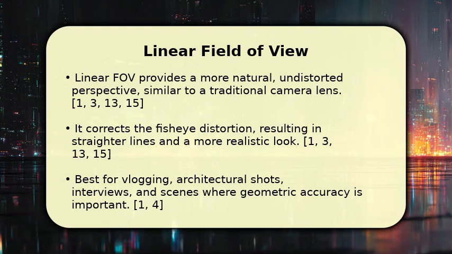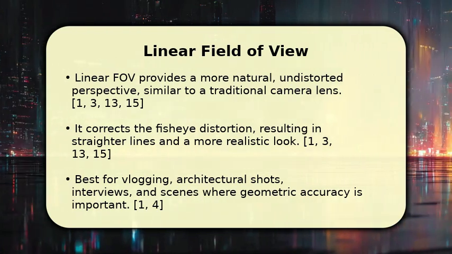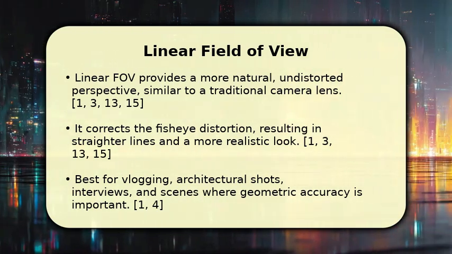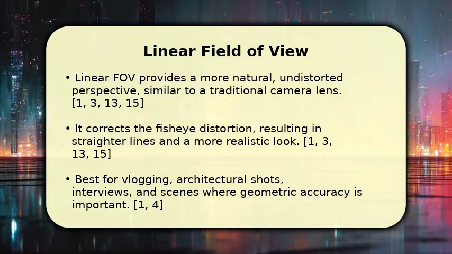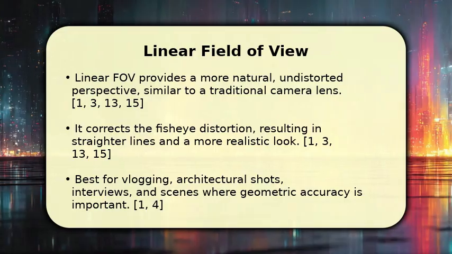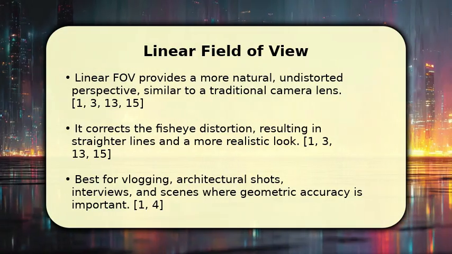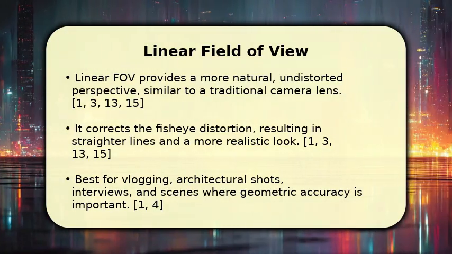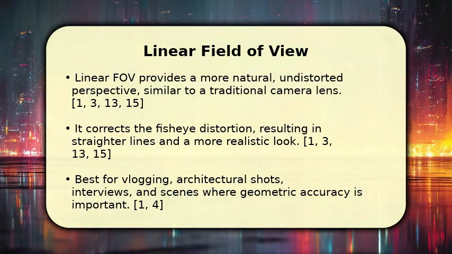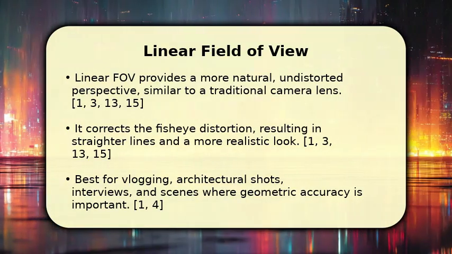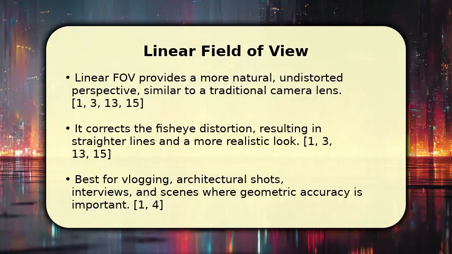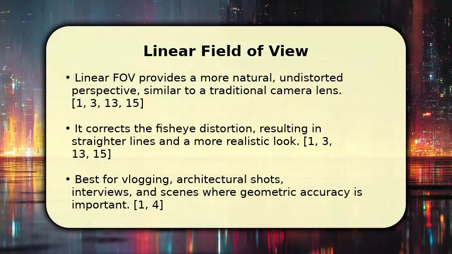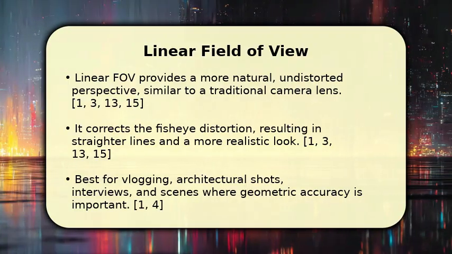In contrast, the linear field of view offers a more natural, undistorted perspective, akin to a traditional camera lens. It actively corrects the fisheye distortion, resulting in straighter lines and a more realistic look, which is perfect for maintaining geometric accuracy. This mode is best for vlogging, architectural shots, interviews, and any scene where a natural, less warped image is desired. Keep in mind, it does slightly crop the edges of your footage.